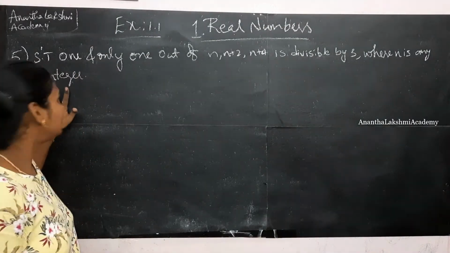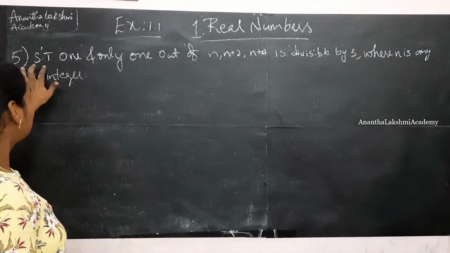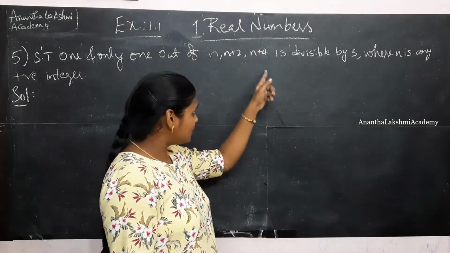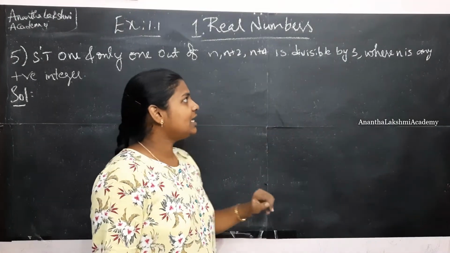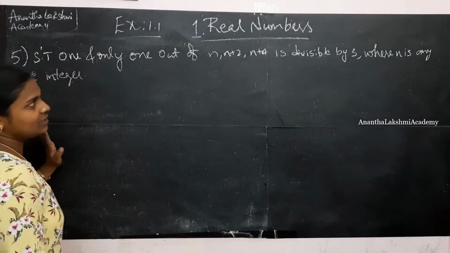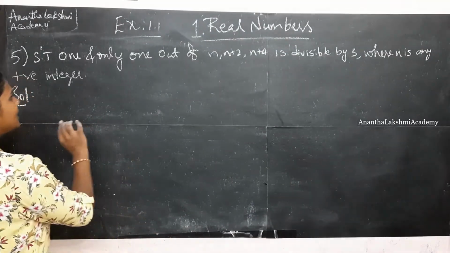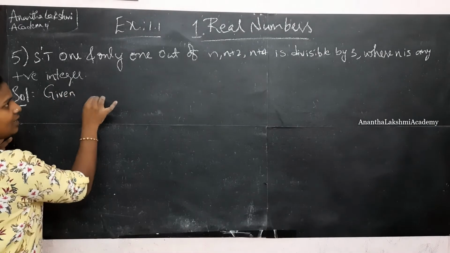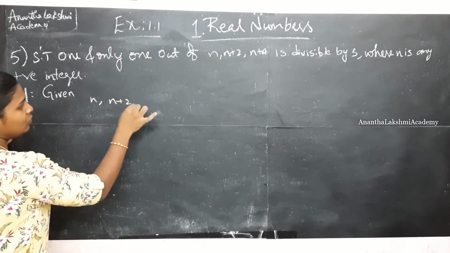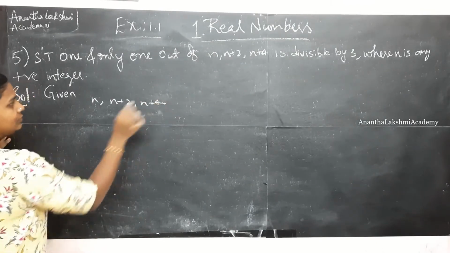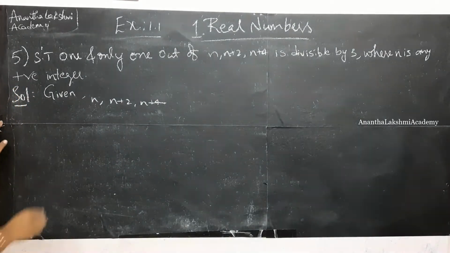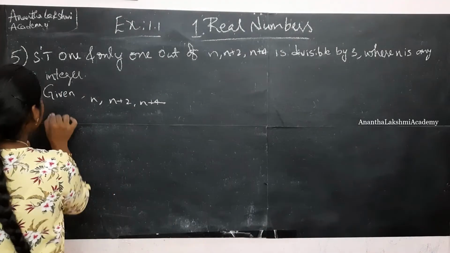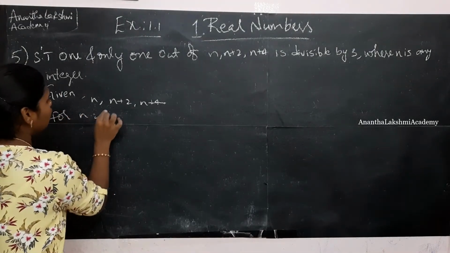So here we are at problem number 5. Show that one and only one out of n, n plus 2, n plus 4 is divisible by 3, where n is any positive integer. Alright, so for us they have given n, n plus 2 and n plus 4. So let us consider n is equal to 1.